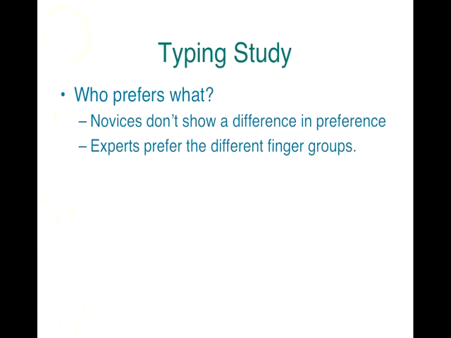Novices show no difference in preference. It's 50-50. It's chance. Left, right, I don't know. These letters look good. Those letters look good. I don't know. Experts definitely prefer different finger combinations.